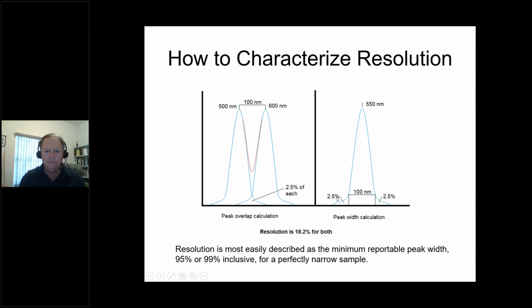My preference is for this method here because it's simpler. It doesn't require multiple materials. And I call the resolution the minimum reportable peak width for either 95 or 99% inclusive. In other words, if you had a perfectly narrow sample and you measured it with your instrument, whatever the instrument is, without arm waves and without mathematical manipulation after the fact, what is the width of that perfectly narrow sample? And that's the resolution of the method.